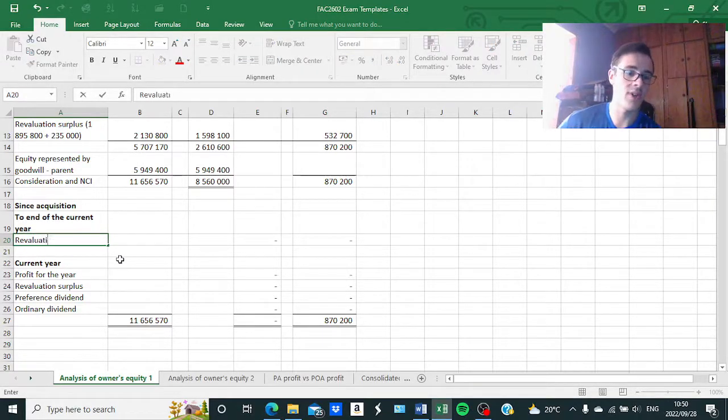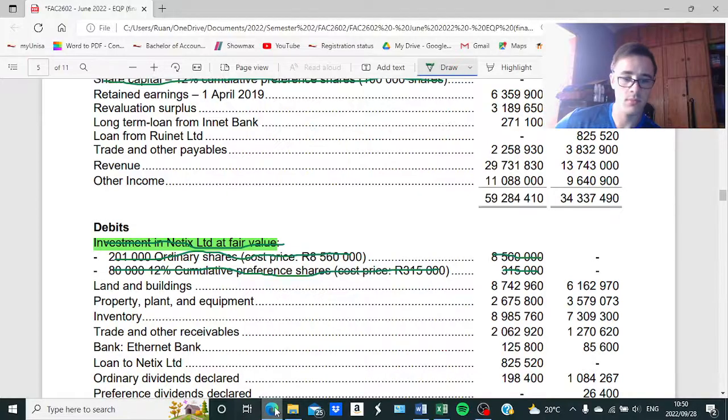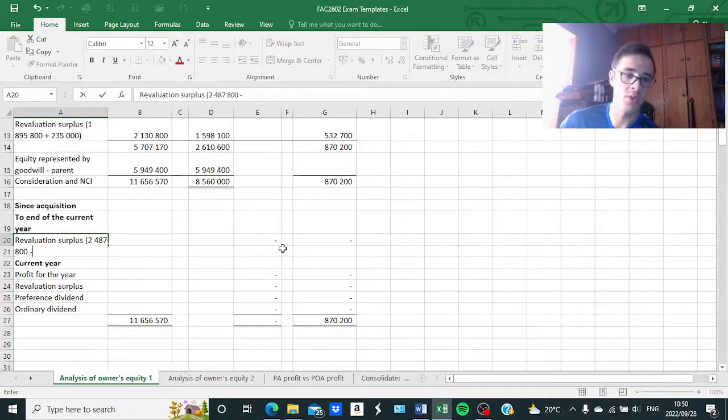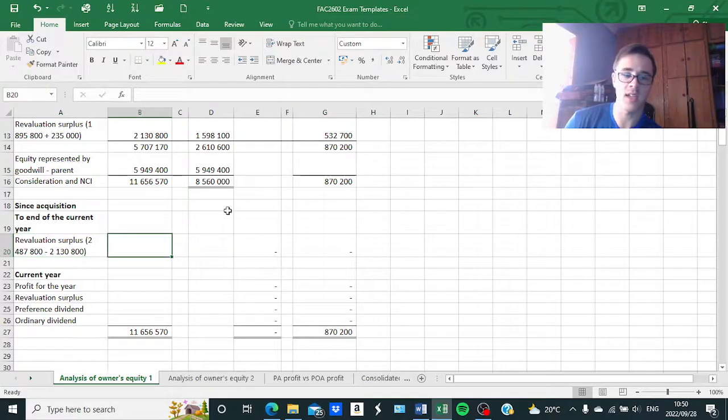So for the current year's revaluation surplus for the subsidiary, meaning for Netix Limited, we will take the year-end balance of 2,487,800, and we will subtract the actual balance of revaluation surplus at acquisition, which was 2,130,800. You should arrive at an amount of 357,000. So that was the current year's revaluation surplus.